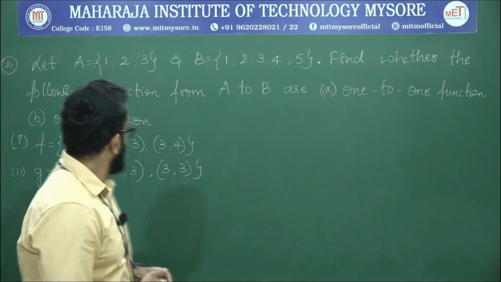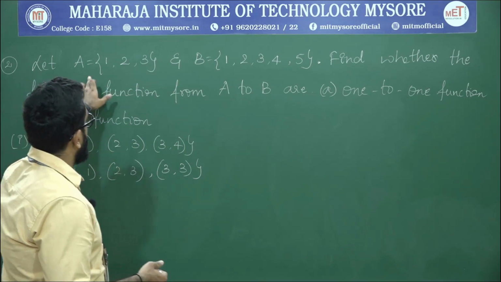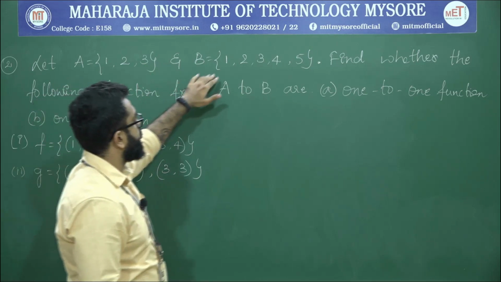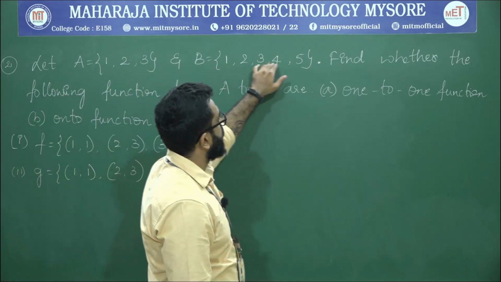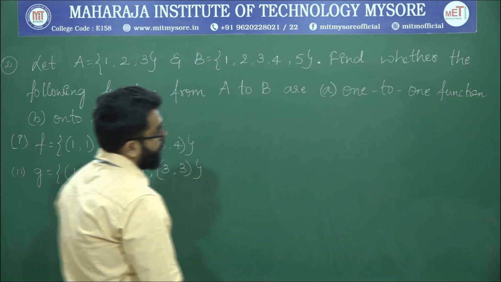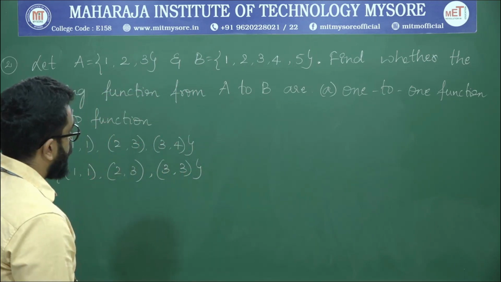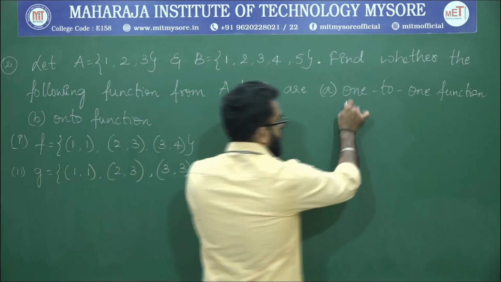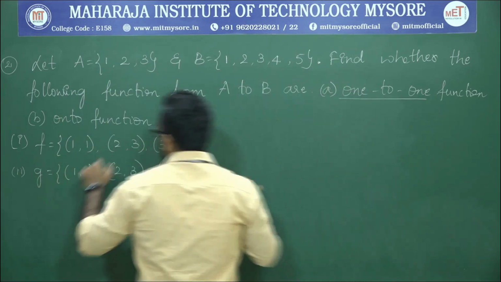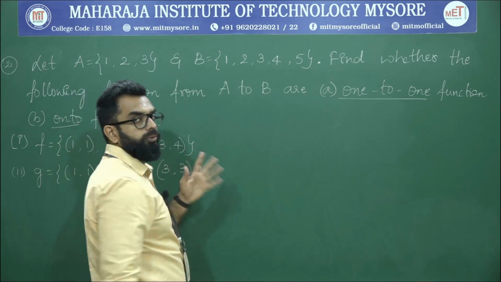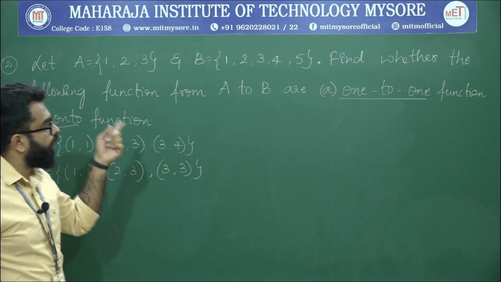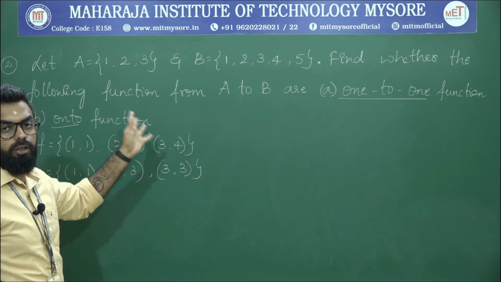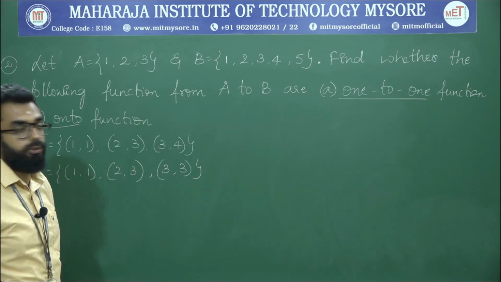Consider the next problem. Here let A be a set which consists of the elements 1, 2 and 3 and B be a set which consists of the elements 1, 2, 3, 4, 5. The question follows: find whether the following functions defined from A to B are one-to-one function or onto function or both. So we need to identify whether the given functions are one-to-one or onto, or in case if it is both.